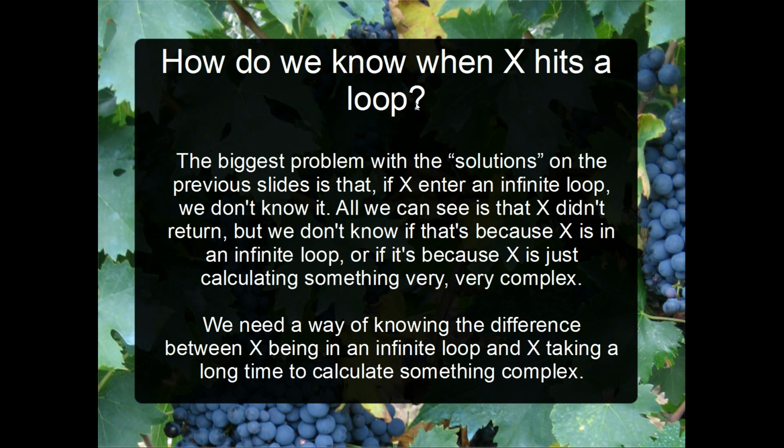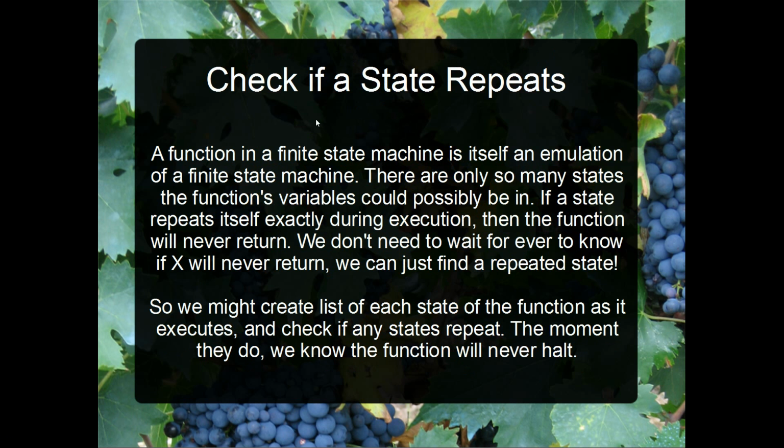So I think the question that we've got to ask is, how do we know that X has hit an infinite loop? The problem with the previous solutions is that if X enters an infinite loop, we don't actually know it. We're just stuck here, waiting and watching a screen, waiting for does X halt to return, with no indication as to whether X has actually entered an infinite loop, or if it's just calculating something difficult. So what we need is a way of knowing the difference between X being in an infinite loop and X just taking a long time to calculate something. So that's what we'll look at.